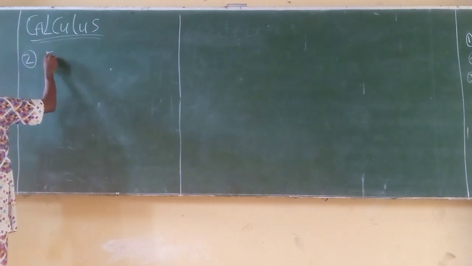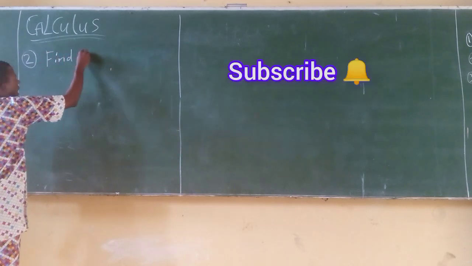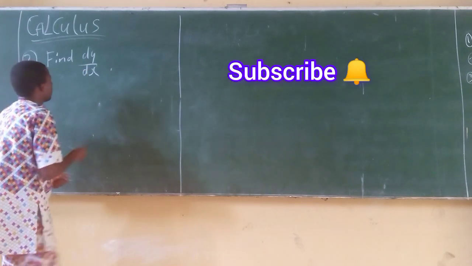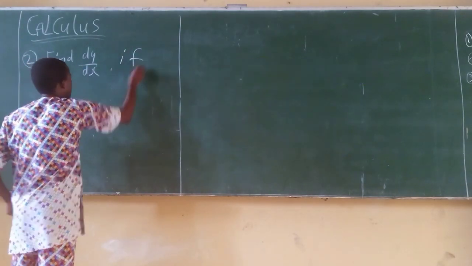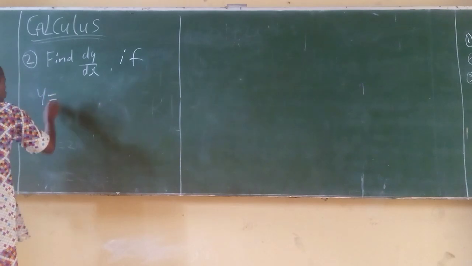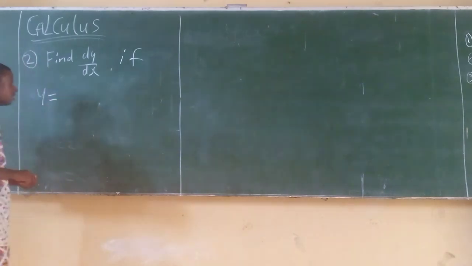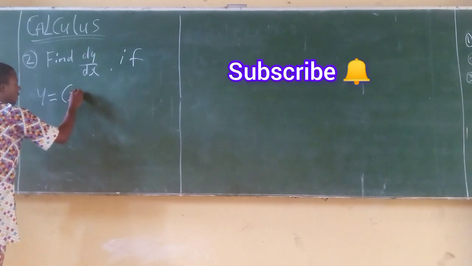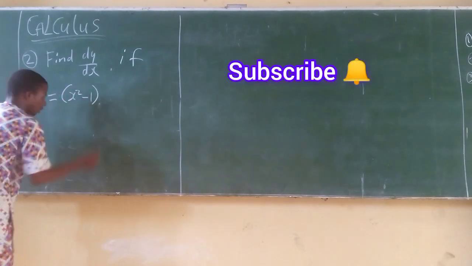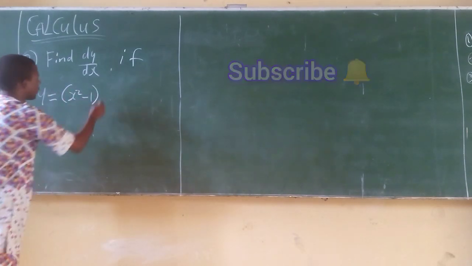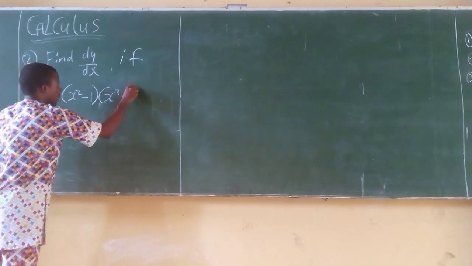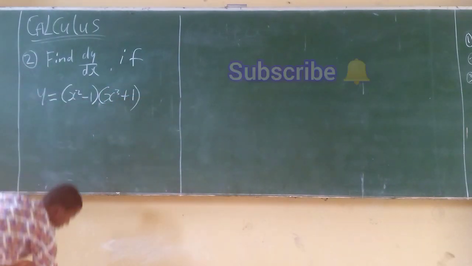They say you should find dy over dx if y is equal to bracket x squared minus 1, bracket x cubed plus 1. How do we find our derivative in this point?